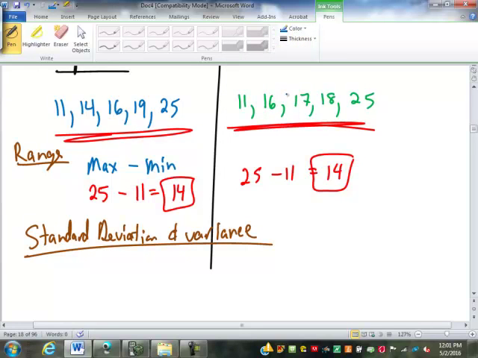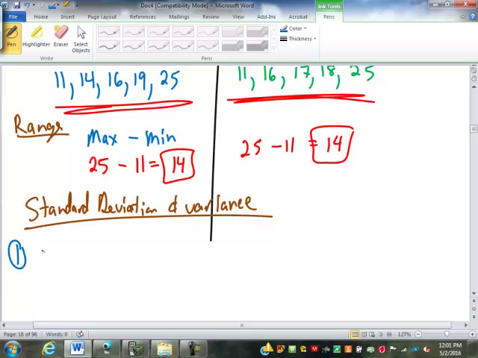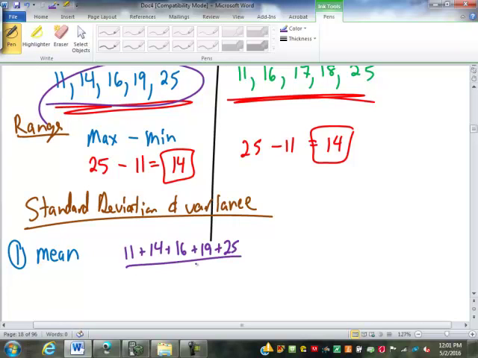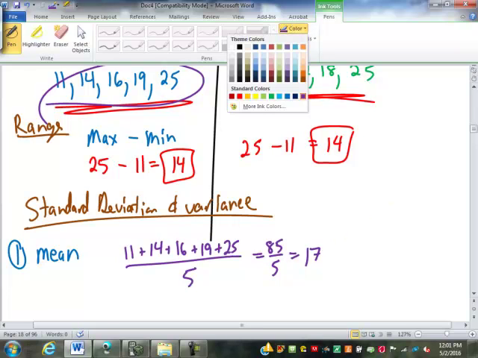Rather than giving you the long formula for this, it's a 6-step calculation process, so I'm just going to go ahead and go through the 6 steps of the calculation with you. Step 1 is to find the mean. So we're going to go ahead and use this data set here first. So 11 plus 14 plus 16 plus 19 plus 25 divided by 5. So it's 25, 41, 60, 85 divided by 5 is 17. So we got a mean of 17.